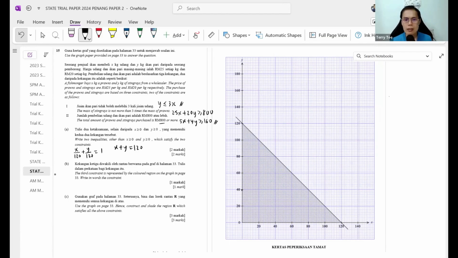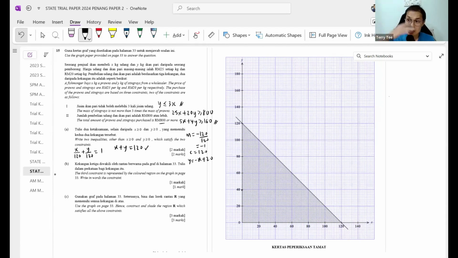Now you can also do what I said just now. You can find the gradient, negative 120 over 120, which is negative 1. Your y-intercept is 120, so you can use y equals mx plus c. Bring it over, you get this as well. But this is just the equation of this straight line. We are supposed to write the inequality.